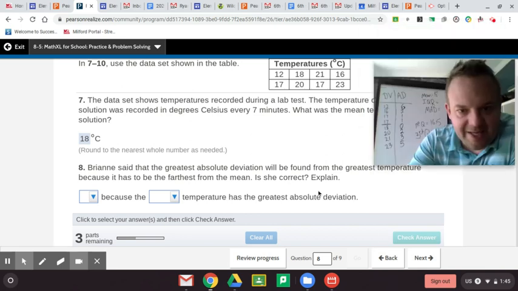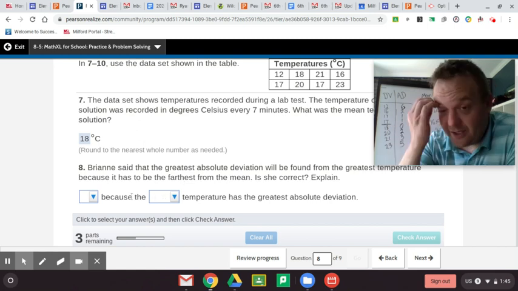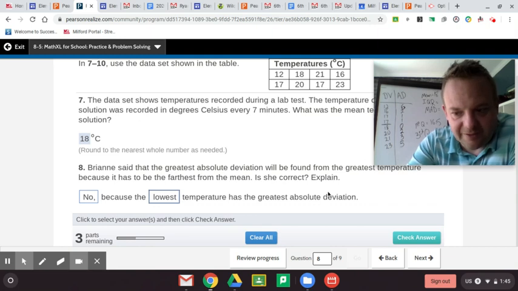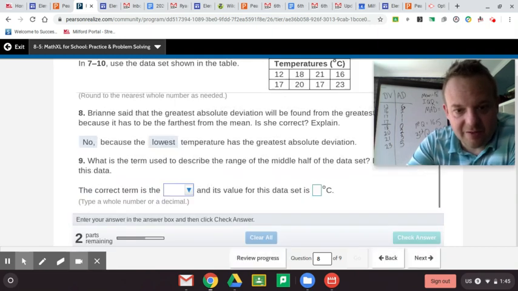Brianne said the greatest absolute deviation will be found from the greatest temperature. Let's see in this case. 12 is the smallest, 23 is the greatest, 18. So 23 is 5 away from 18, 12 is 6 away from 18. I think it's the same data we have up here. This could be the same exact question. No, because the lowest temperature has the greatest absolute deviation. Have you ever seen a problem repeat like this?